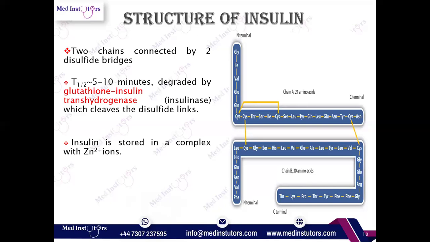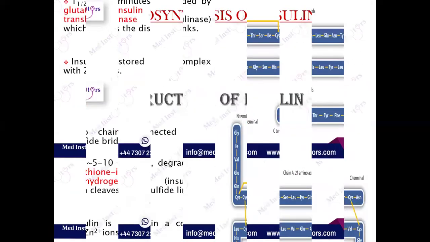Inside the pancreatic beta cells, insulin is stored in a complex with zinc ion. So these are the things you can remember about the structure, storage and destruction of insulin.